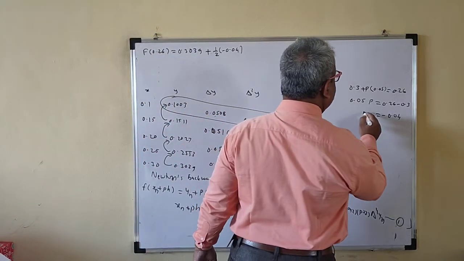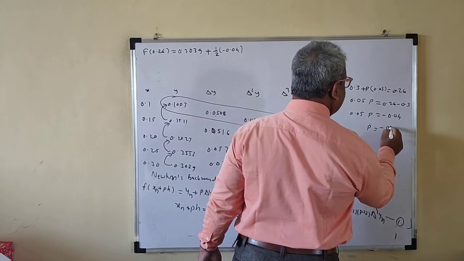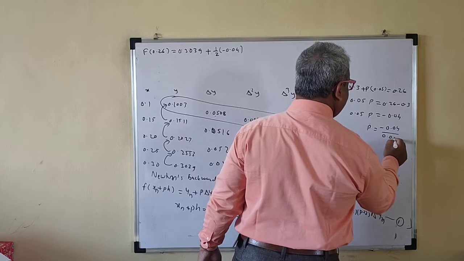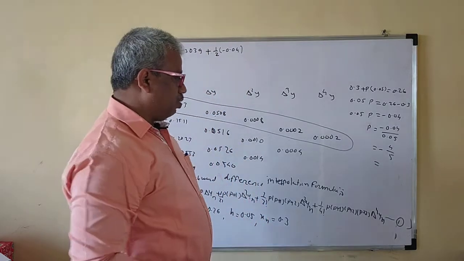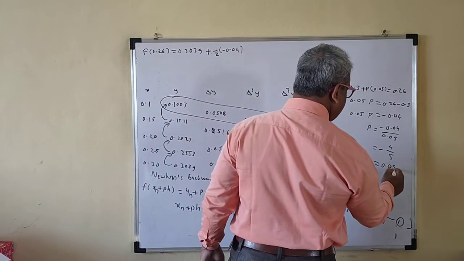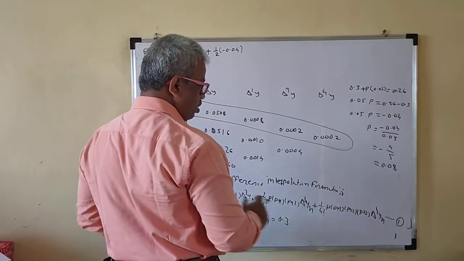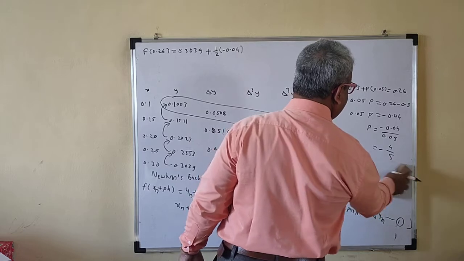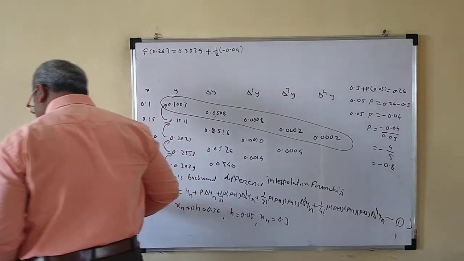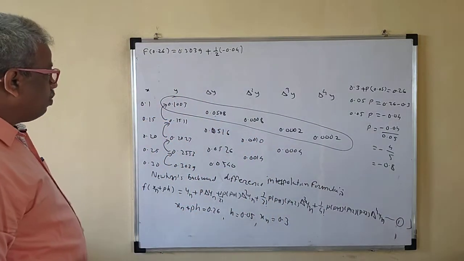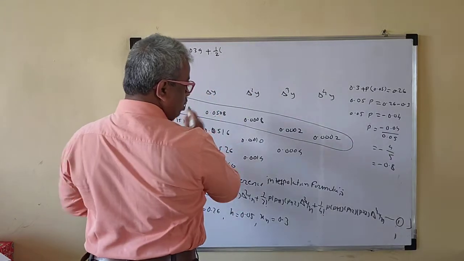This is not okay. This is your 0.05p. So now p is minus 0.04 over 0.05. So this is minus 4/5, which is minus 0.8. The value of p is minus 0.8. Okay, so we will put here minus 0.8.